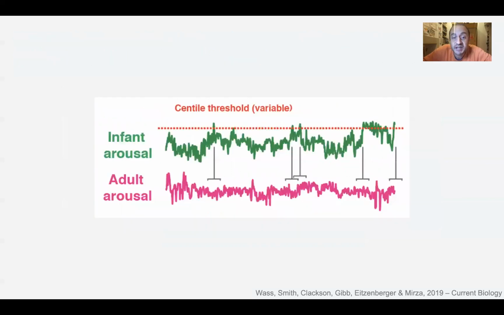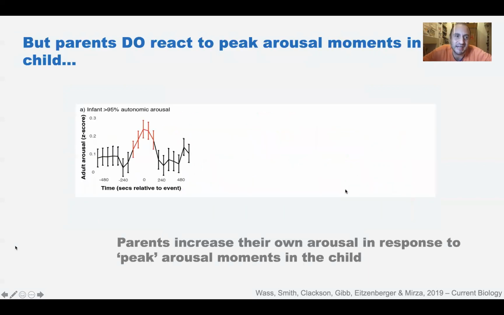To look at this, we put a centile threshold level on the baby's arousal. This is a centile threshold defined for now at the top 5%. So these were the top 5% most aroused moments of that child at that day. And we looked at how the adult's arousal changed relative to those moments. So we basically cut out all the adult arousal around the moments where the child's arousal first crosses that threshold, and we average them, like an ERP analysis on brain data.